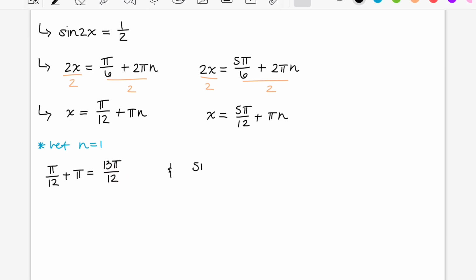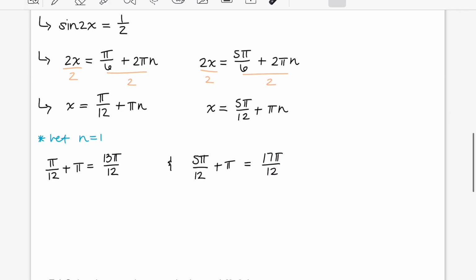And similarly, we're going to let n be equal to 1. So we're adding pi to 5 pi over 12, which is going to be 17 pi over 12. And again, this is also in our interval from 0 to 2 pi. So we're just doing this to make sure that we caught both of these solutions.